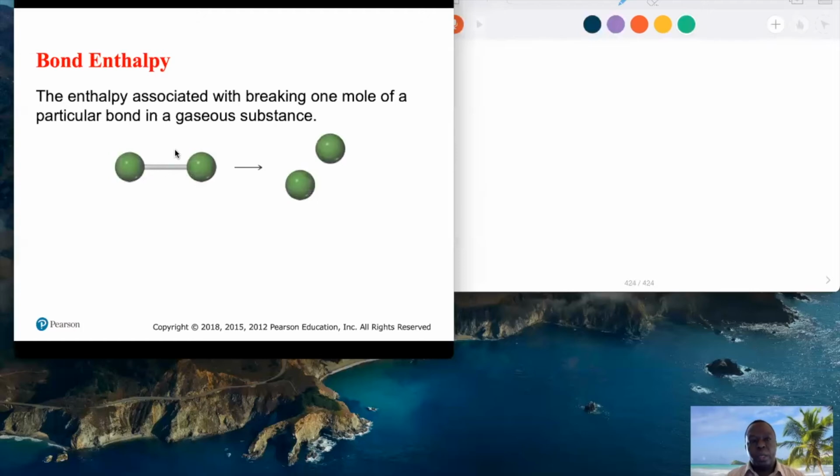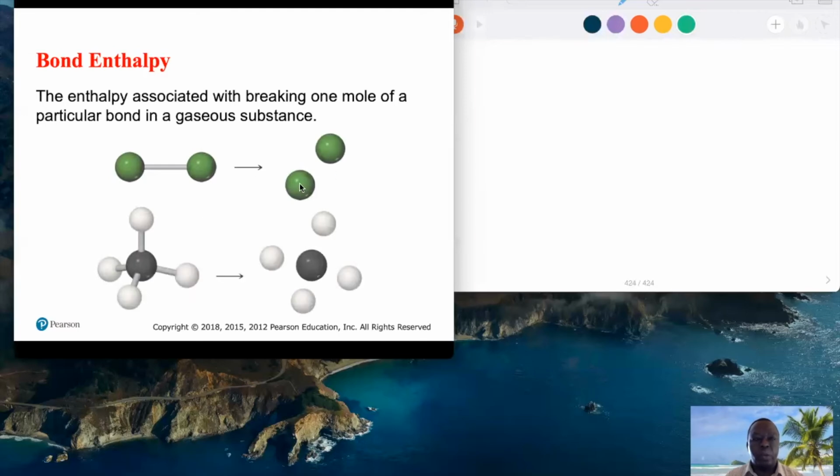This comes from the bond cleavage or breakage between chlorine atoms, from an individual chlorine molecule to form individual chlorine atoms, or methane, CH4, carbon with 4 hydrogens. We break this bond, we break this bond, we break this. We call this bond enthalpy, the energy required to break a bond.